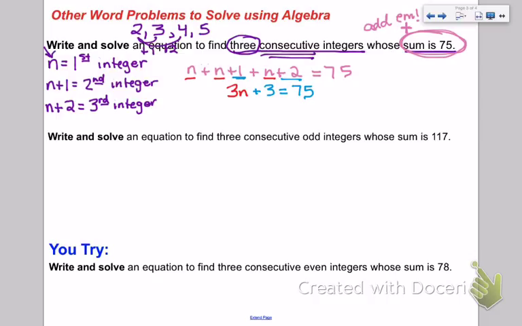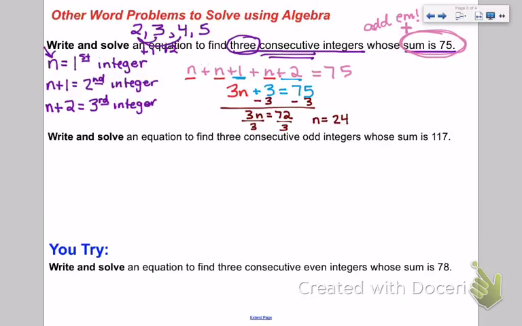So from there, it is a two-step equation. We look at the non-variable term first, which is that positive 3. So we need to subtract 3 to get rid of that. We're left with 3n equals 72. Because 3 is being multiplied by n, we need to divide by 3. So our final answer for n is going to be 24.